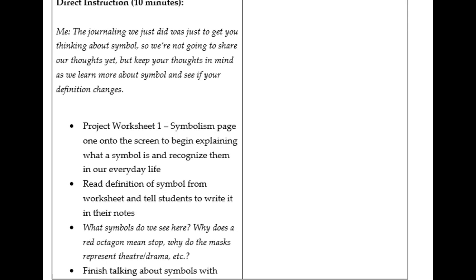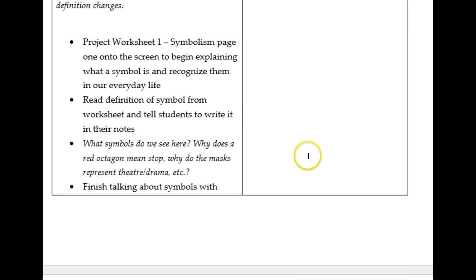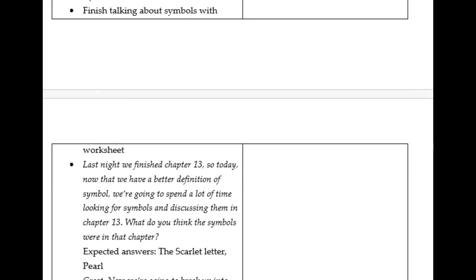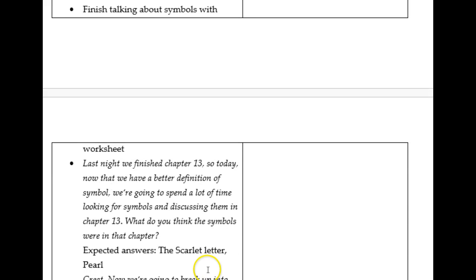So you have your direct instruction, okay? We're going to project this symbolism page, we're going to read the definition of symbolism, and then we're going to say, what symbols do we see here? Why does the red octagon mean stop? Why did the mask represent theater and drama? And then you say, finish talking about symbols with the worksheet, and then go find some symbols. But you have not really taught them about symbolism.